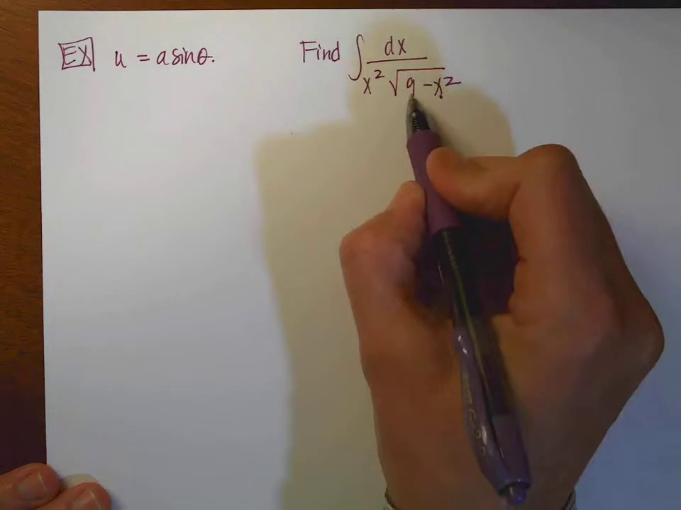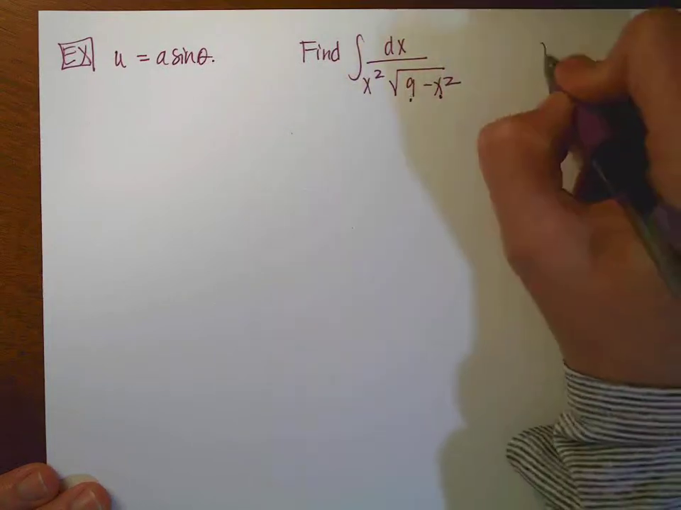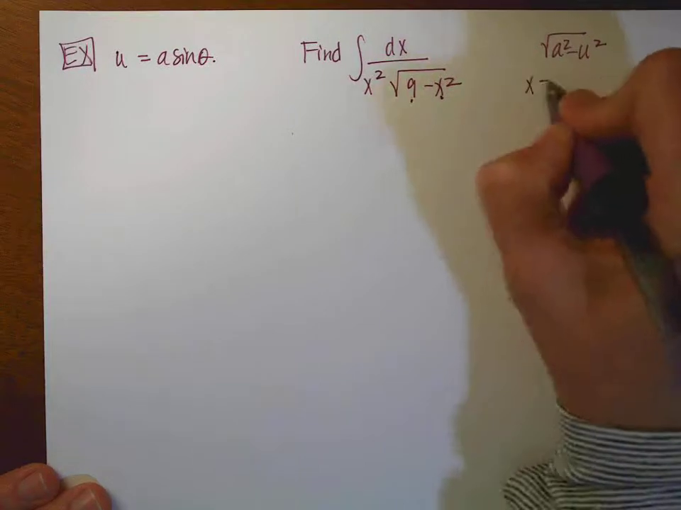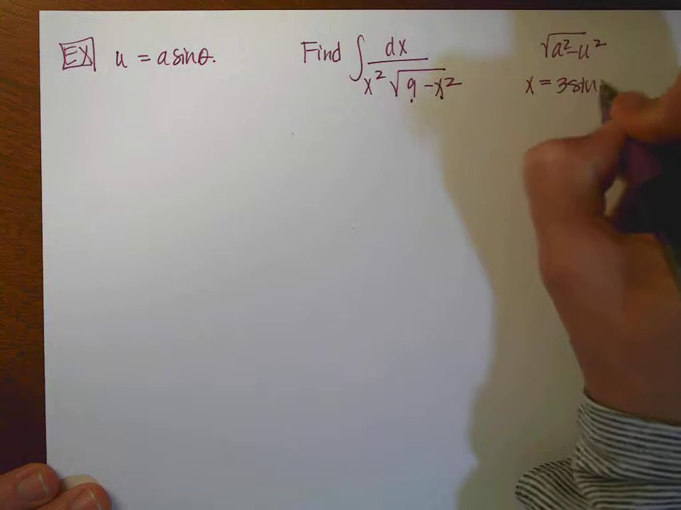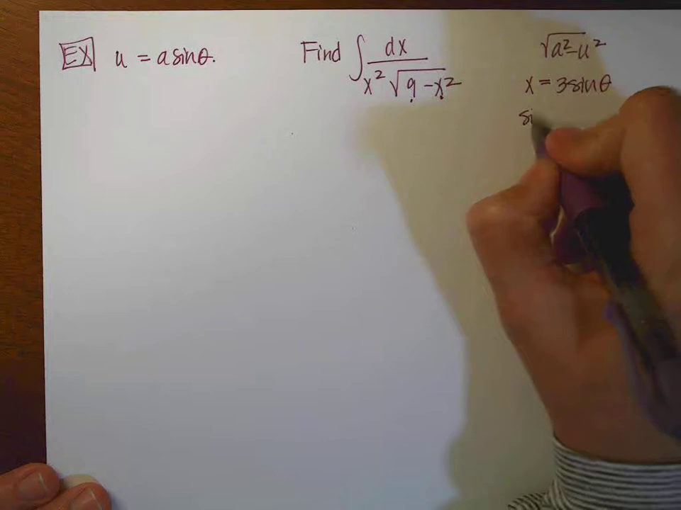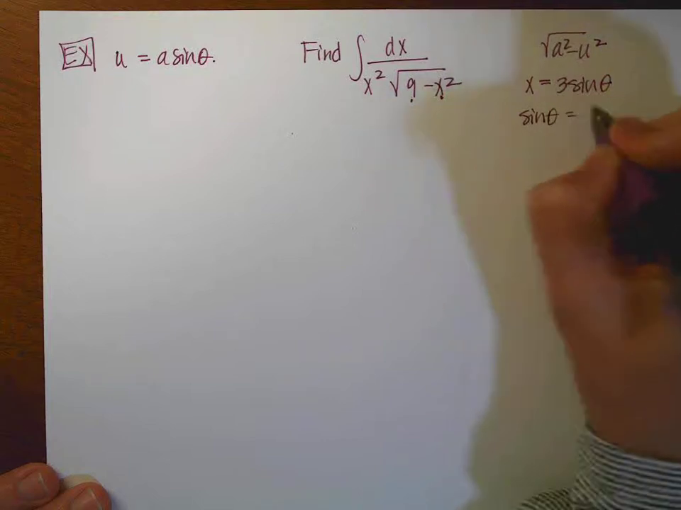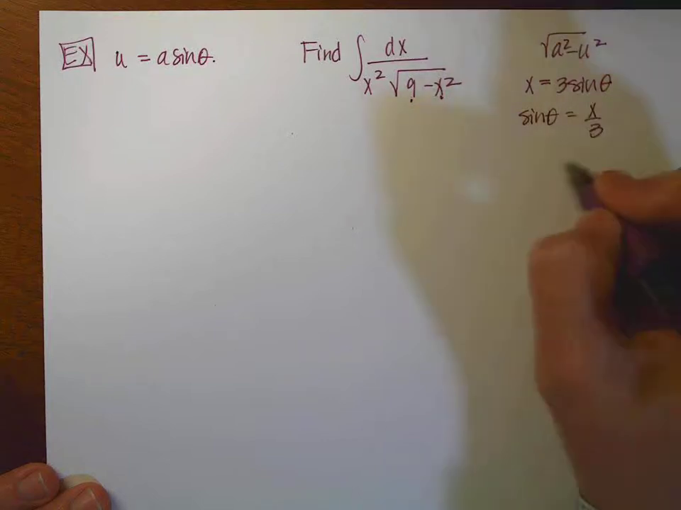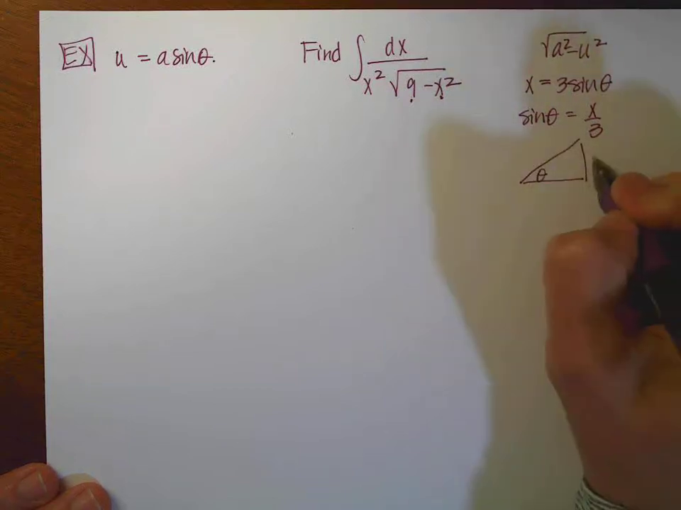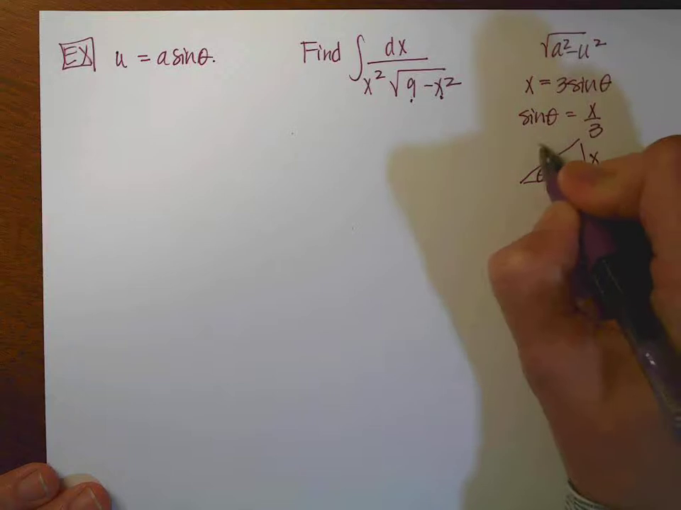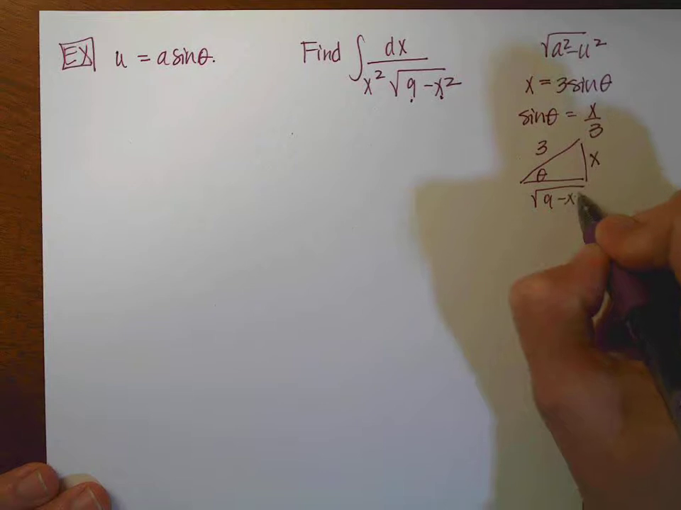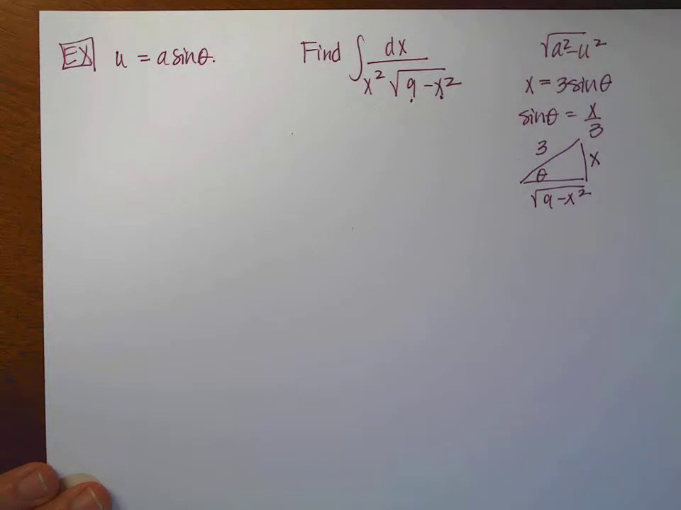So in this particular case, because I have a squared minus u squared, just to write that down so we can see it, then that means that my x is going to equal 3 sine theta, okay? And then that means if I solve for sine, the sine of theta is going to be x over 3. And if I draw my right triangle that goes with this, the sine is y over the hypotenuse, and then this is going to be the square root of 9 minus x squared.